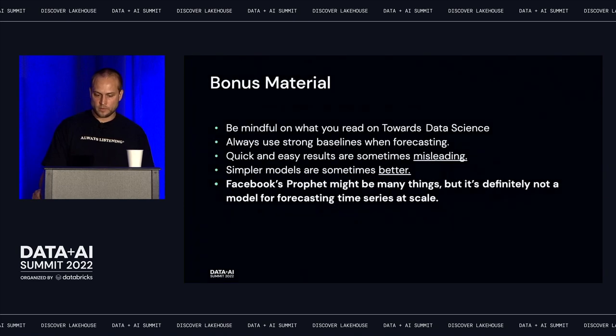Some bonus material that's important for us, some condensed experience over the years. When doing time series forecasting, or probably when doing machine learning in general, be always very mindful of what you read on different blog posts. The fancy things are not always the better things. Always, always use strong baselines before forecasting. We have encountered so many use cases where companies spent months and thousands of dollars when a simple ARIMA or Croston would have been better.